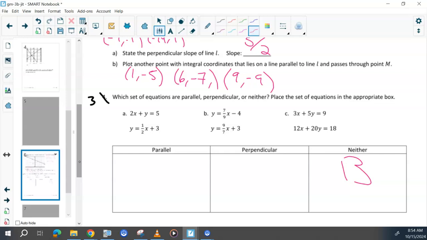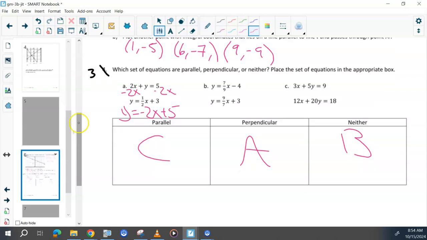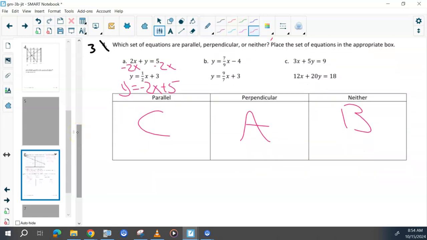The other two we have to solve. So for this one, if I were to subtract 2x, you get y equals negative 2x plus 5. And when I look at those two slopes, they are reciprocals and one is negative, so that's my perpendicular case. But also solve that so you see y. So I'm going to do this simultaneously. Subtract 3x and 12x.